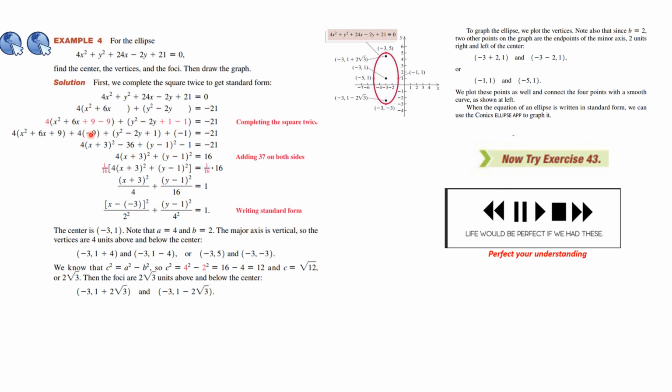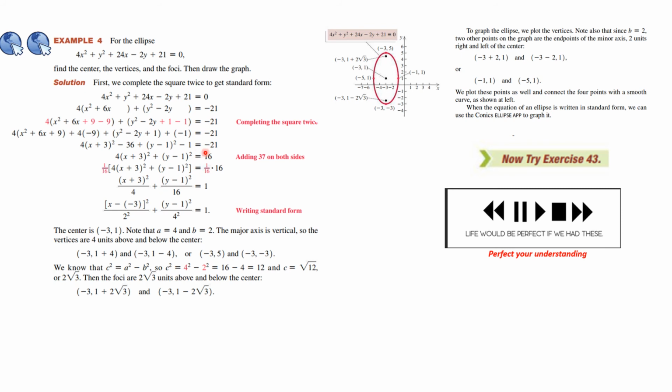So when we factor the 4 out and we complete the square inside, this is going to become (x plus 3) whole squared. Over here, when we complete the square, this becomes (y minus 1) whole squared. Now, here, what you added was a 9 inside the parentheses, but that was times 4, so you're adding 36 to both sides. And here, you added 1, so you're adding 1 to both sides.